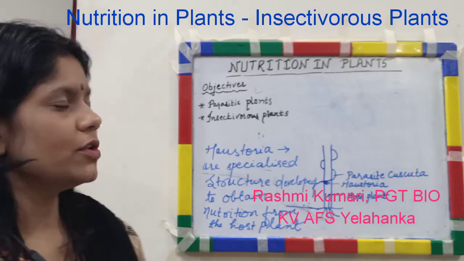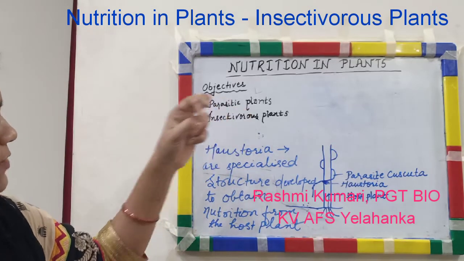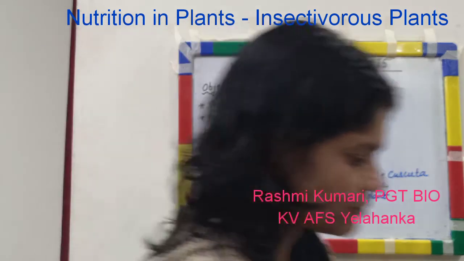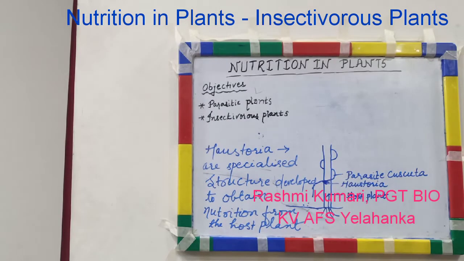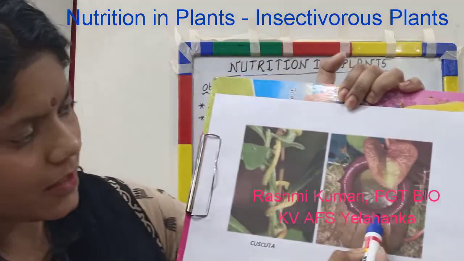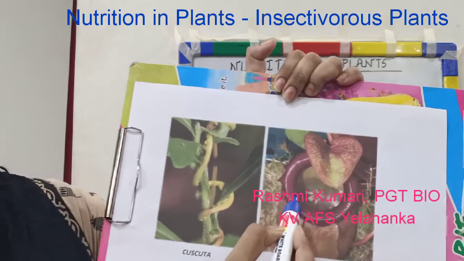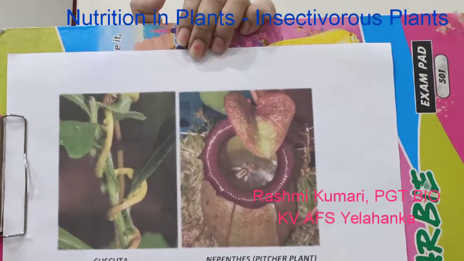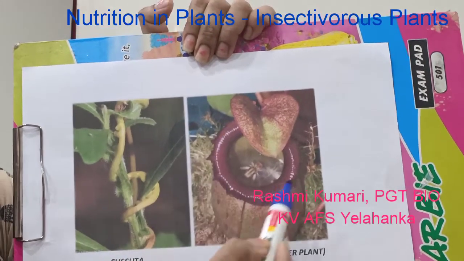Now our next topic is insectivorous plants. So what about insectivorous plants? You may see this diagram. You may see this structure. This structure is a pitcher-like structure.